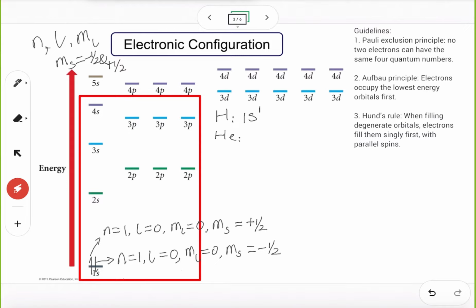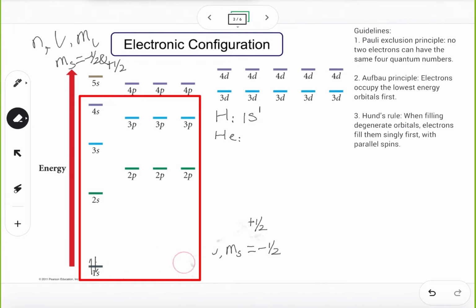So this is how we use the guidelines to help us identify the electronic configuration for hydrogen and helium. Now, next thing is how do we write the electronic configuration for helium? It's going to be 1s2. The 2 represents that you have 2 electrons on the 1s orbital.